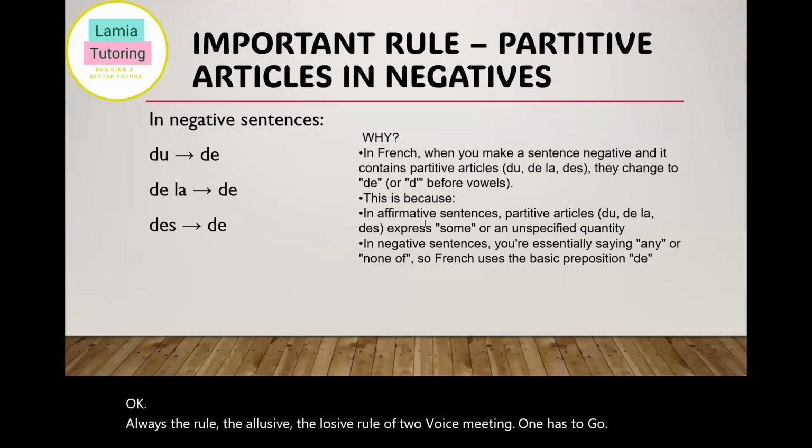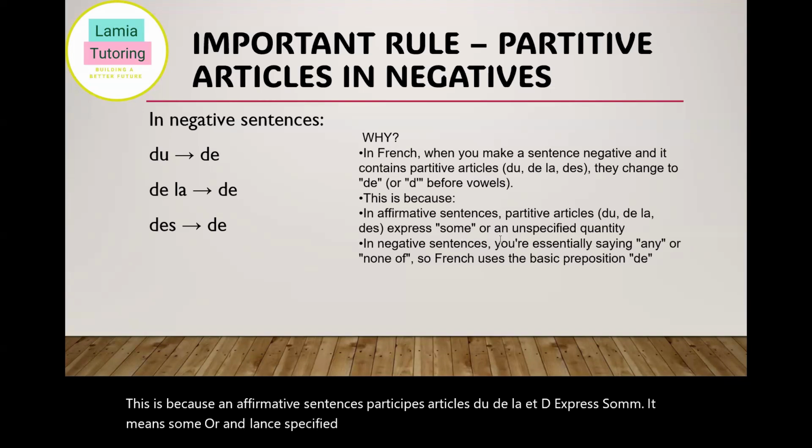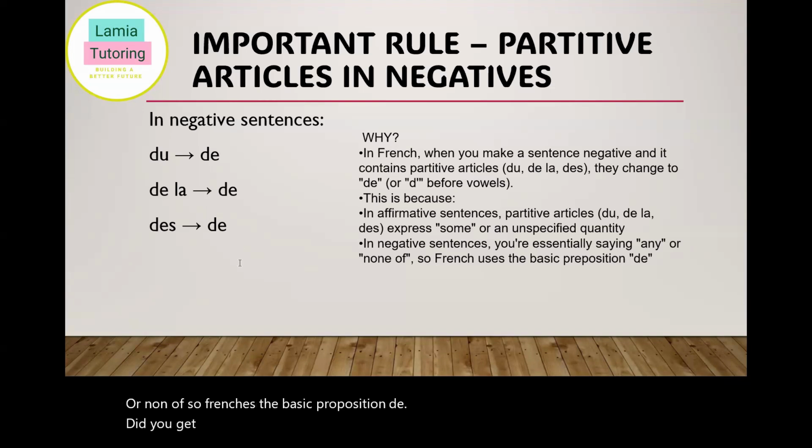This is because in affirmative sentences, partitive articles du, de la, and des express some. It means some, or an unspecified quantity. In negative sentences, you're essentially saying any or none of. So French uses the basic preposition de. Did you get where I'm going with this?